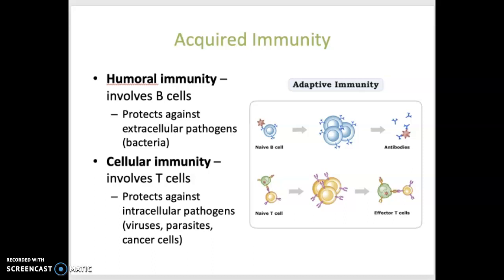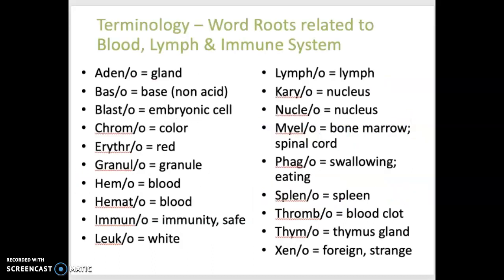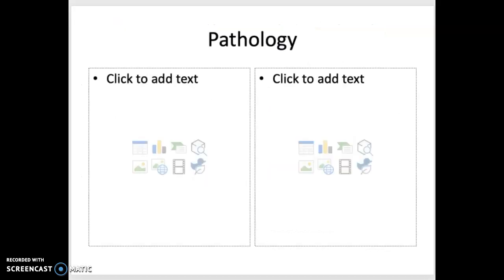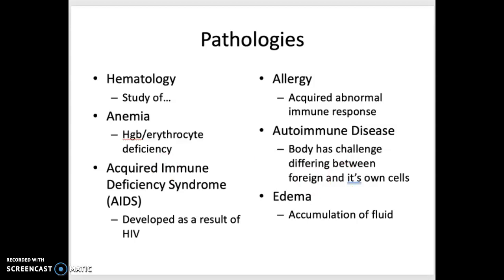So now further down in your outline are word roots, combining forms actually, with the vowel included, that are related to blood, lymphatic system, immune system, and also a few prefixes and suffixes related to those body systems. So pathology, like diseases and disorders related to these body systems.